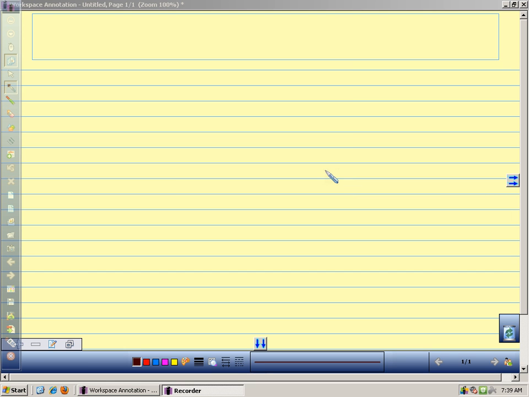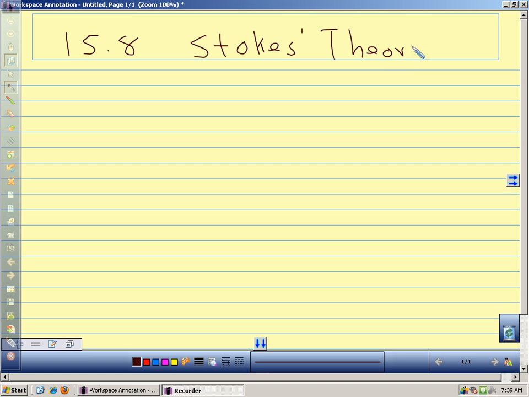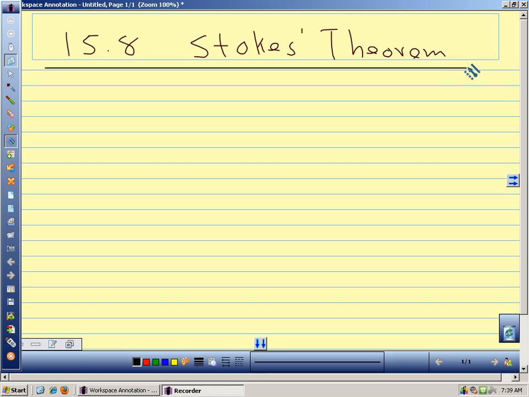All right, so our last section of our book, last section of our year. So we're going to talk about Stokes' theorem today. The fourth of our four big ideas from chapter 15: line integrals, Green's theorem, the divergence theorem we talked about yesterday, and today's Stokes' theorem.